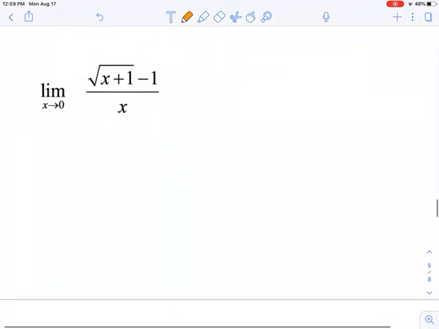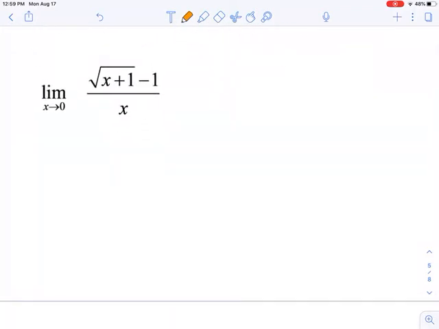Okay, let's look at another example. It looks like the same thing is happening. We have the limit as x approaches 0 of radical x plus 1 minus 1, all over x. If we were to actually plug in 0, we would get 0 over 0. So algebraically, we can do something.